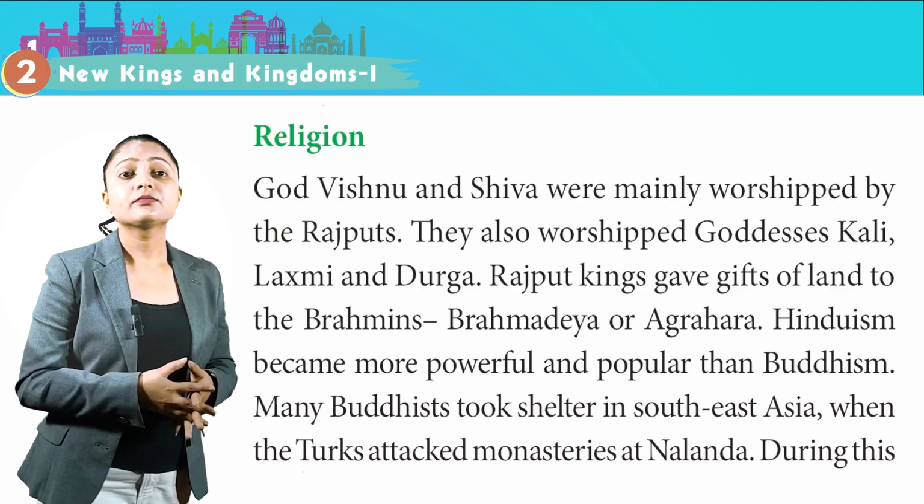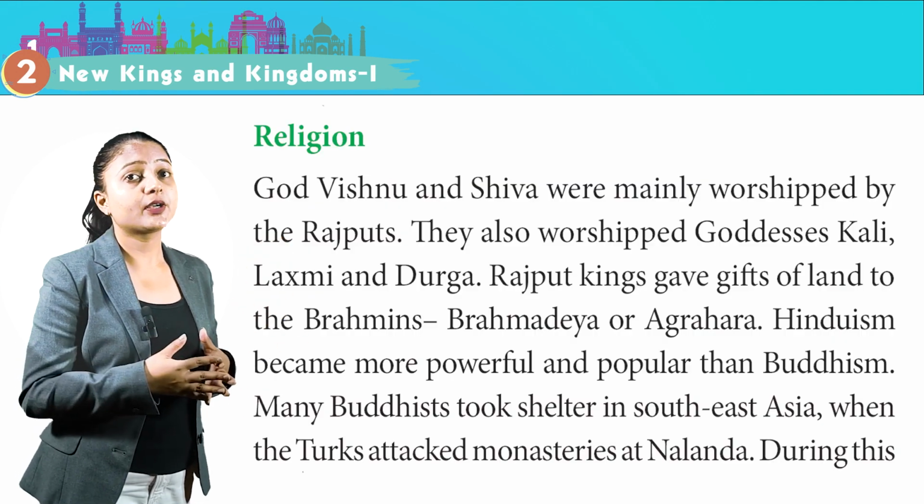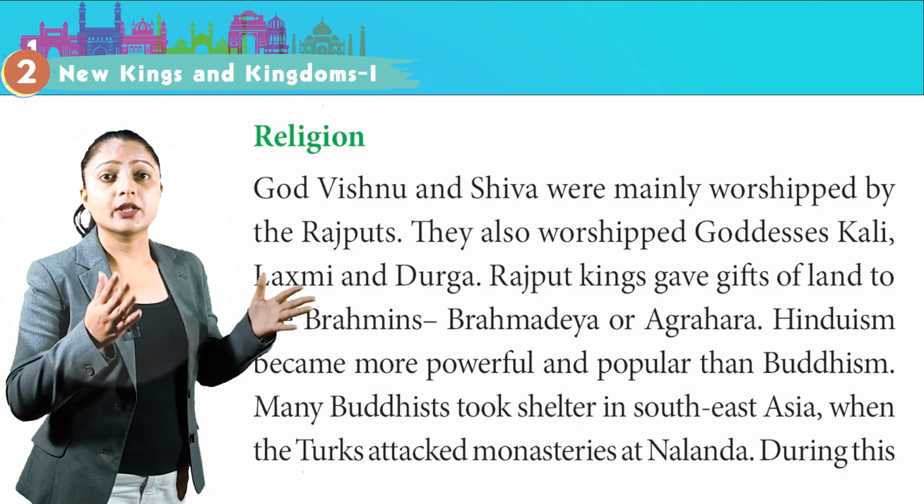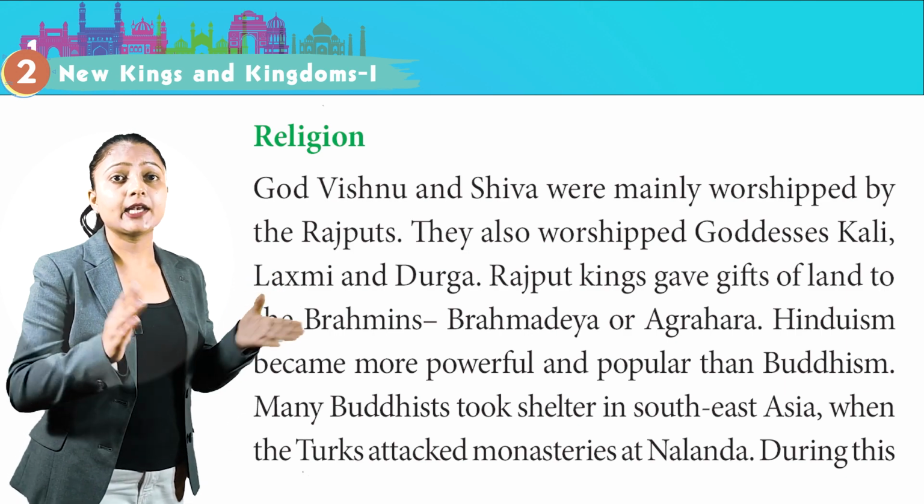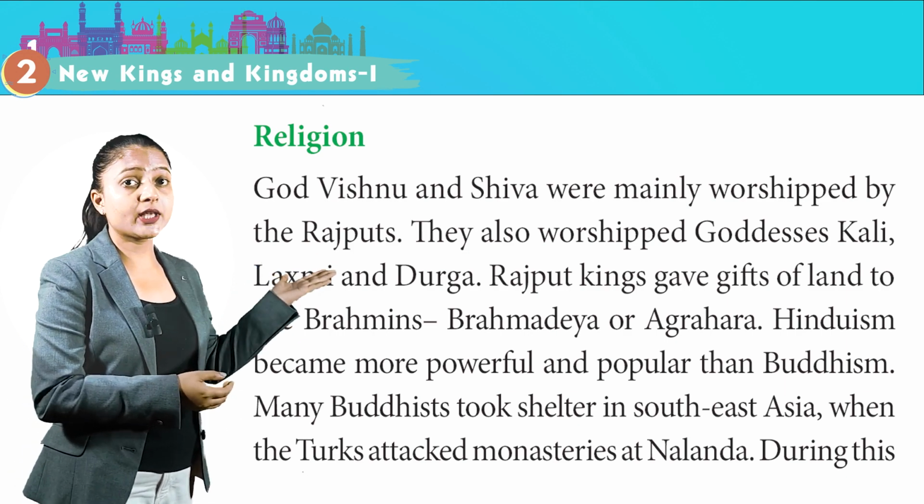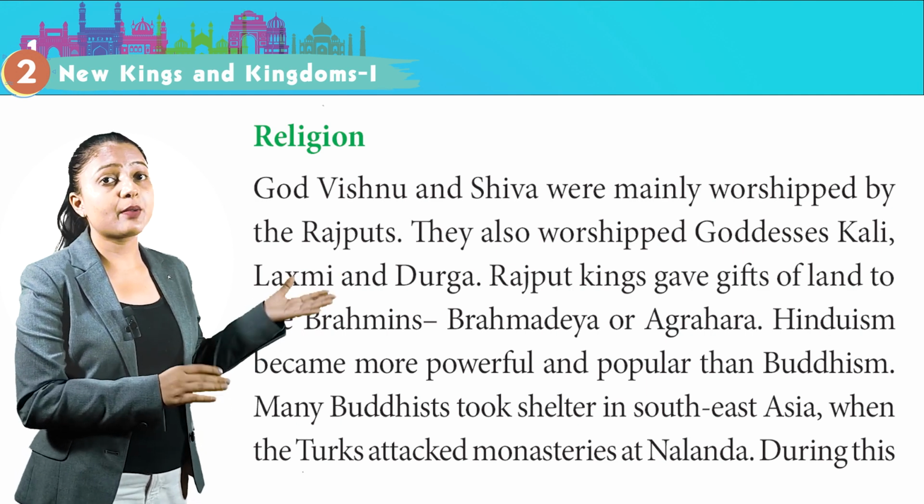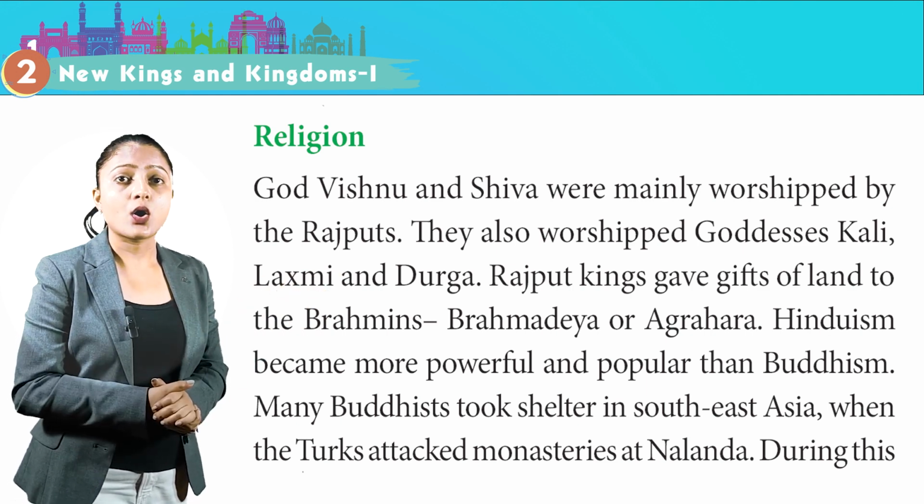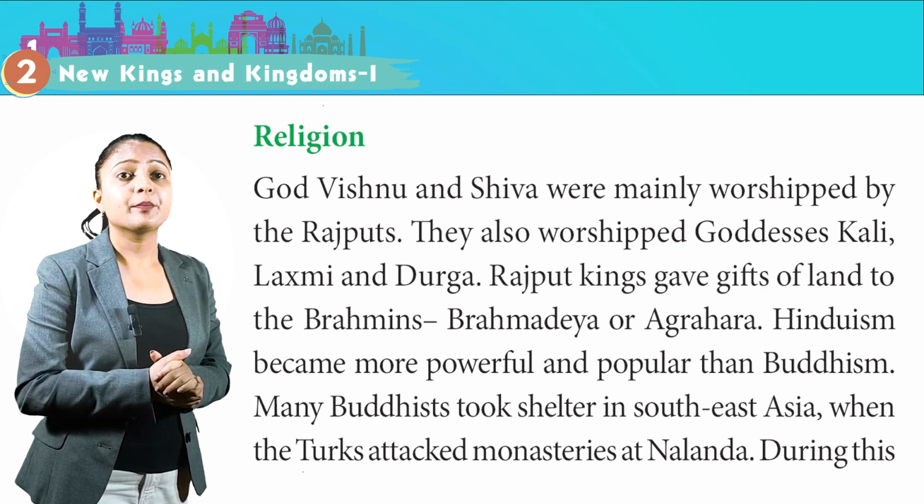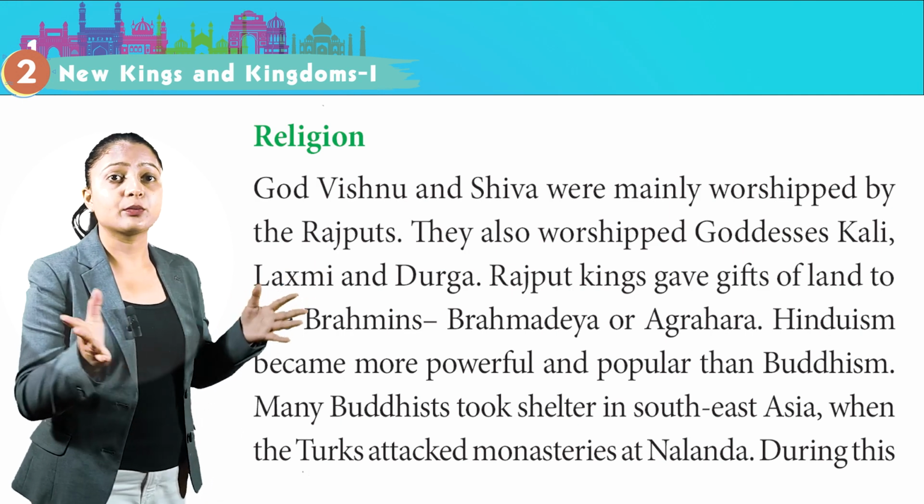Religion. God Vishnu and Shiva were mainly worshipped by the Rajputs. They also worshipped goddess Kali, Lakshmi, and Durga. Rajput kings gave gifts of land to the Brahmins. Brahmadeya or Agrahara Hinduism became more powerful and popular than Buddhism.